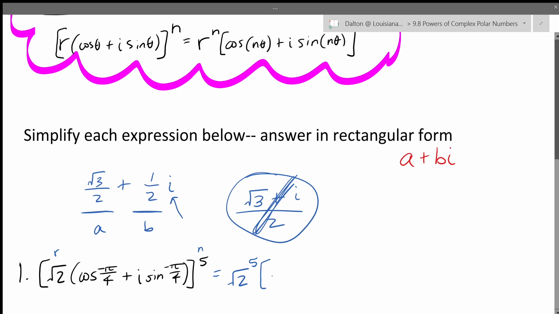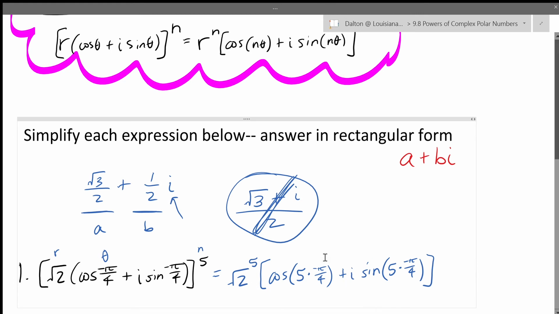Open up our bracket times the cosine of n times theta. So theta is negative pi over 4. So n times theta, I'm going to write mine separately, but you could write them all together if you want. That's going to be 5 times negative pi over 4 plus i times the sine of, again, n times theta, which is 5 times negative pi over 4. Close parentheses, close parentheses. So what we did just now, this step 1, is using De Moivre's theorem to go ahead and expand, or I'll say distribute. It's not really distributing, it's applying that 5 to all of the places throughout the number.